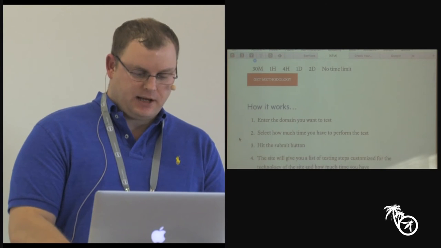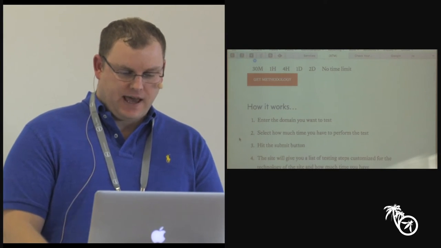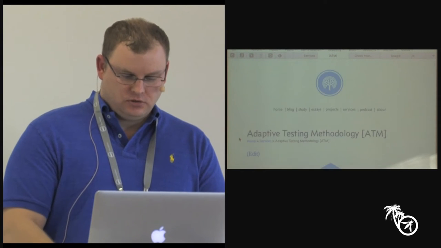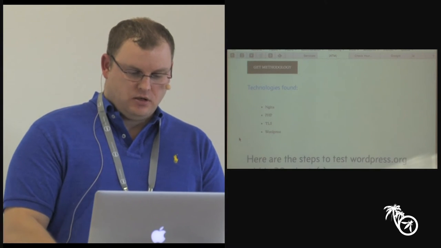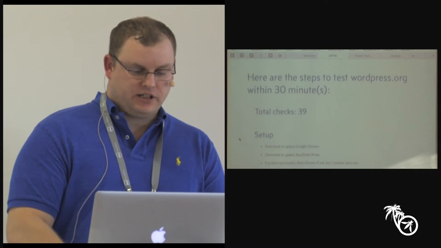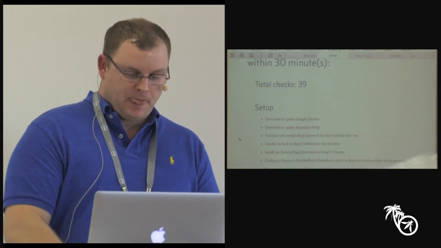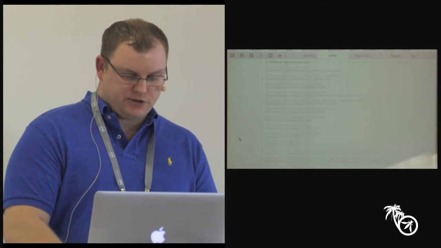And this is basically the steps, right? Enter the domain you want to test. Determine how long you have. Found the same technologies. And now it's telling us what checks to run against that site. And here's a look at some of the methodology.